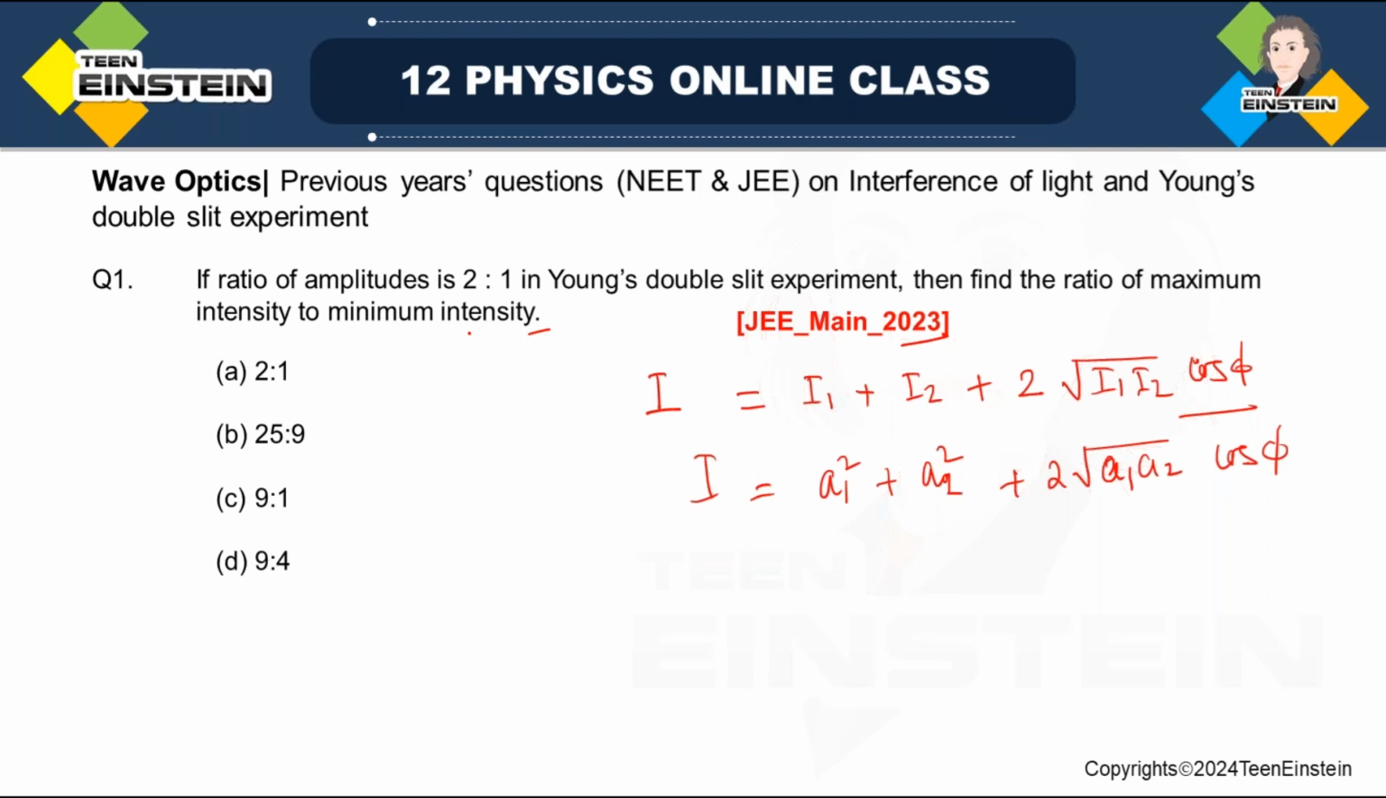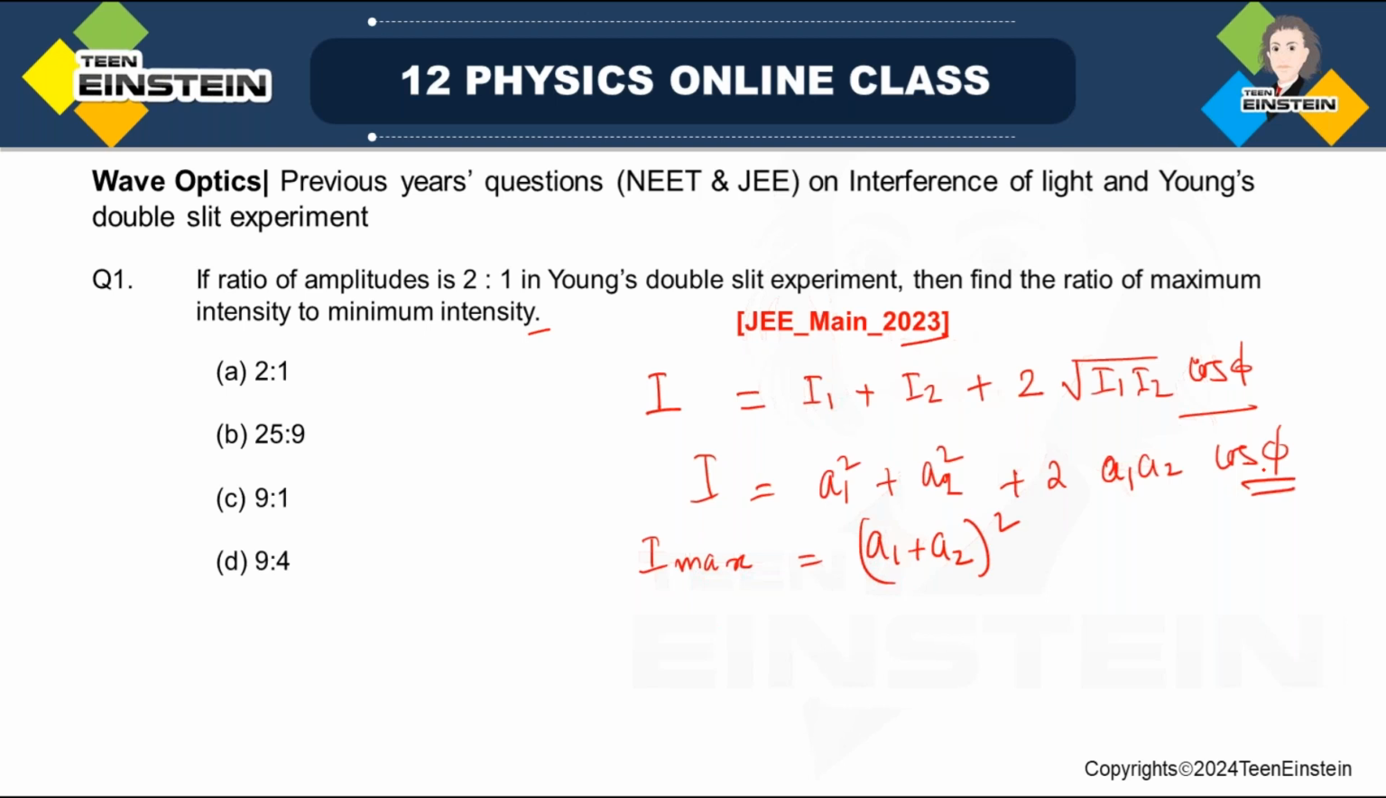Now the amplitude ratio is given, but I have to find the maximum intensity and minimum intensity. We know the maximum will happen when cos phi is 1. Ultimately the square root will not be there, so this will be A1 A2. So Imax, with cos phi equal to 1, will be (A1 plus A2) whole square.